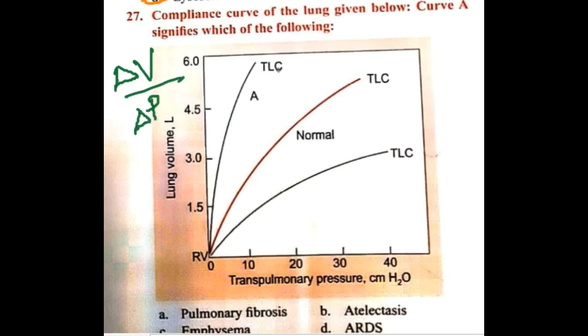So here, in graph A, compliance is increased. Increased compliance or increased lung volume is seen in emphysema. In emphysema, you will see increased lung volume and increased compliance.